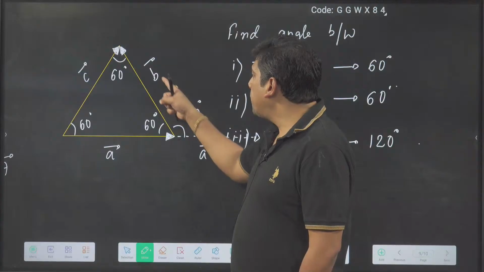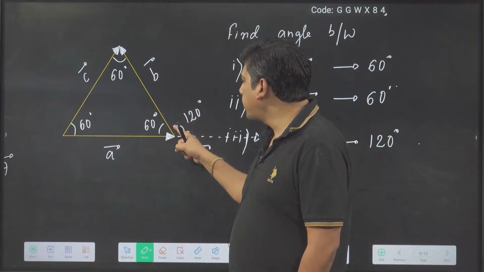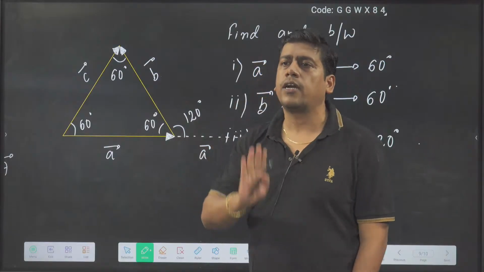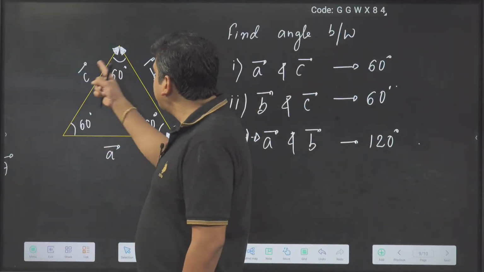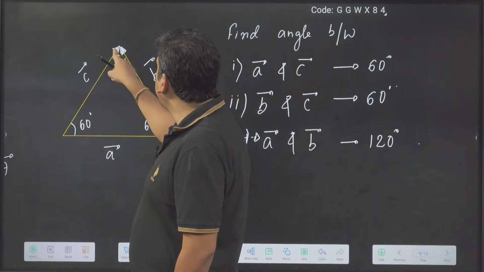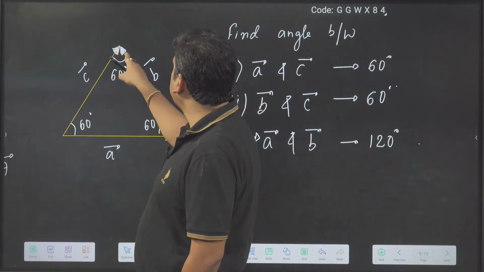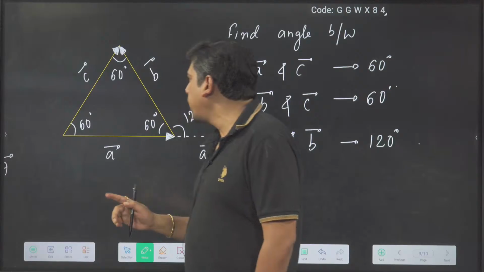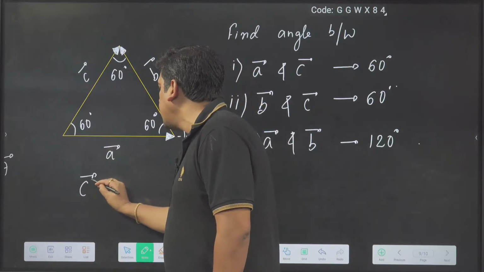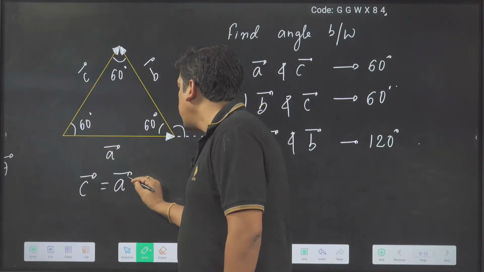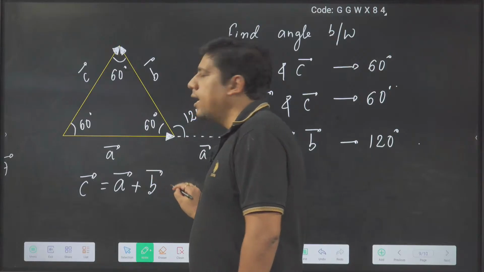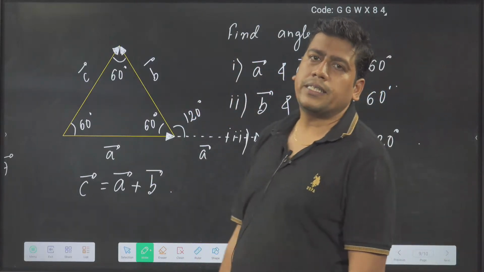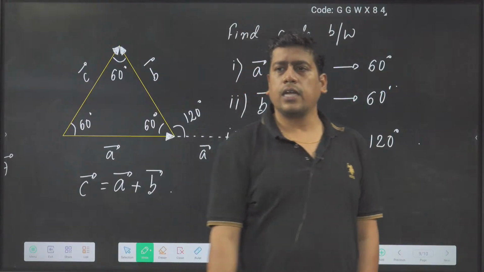B vector, the same problem here. B vector tail is joined with A vector head. So A vector and B vector are not resultant. Who is resultant? C vector, because the head of C vector is with the head of B vector. Tail of C vector is joined with tail of A vector, so C vector is resultant. So I should write here C vector is resultant of A vector and B vector. So the relation here will be C vector is equal to A vector plus B vector.